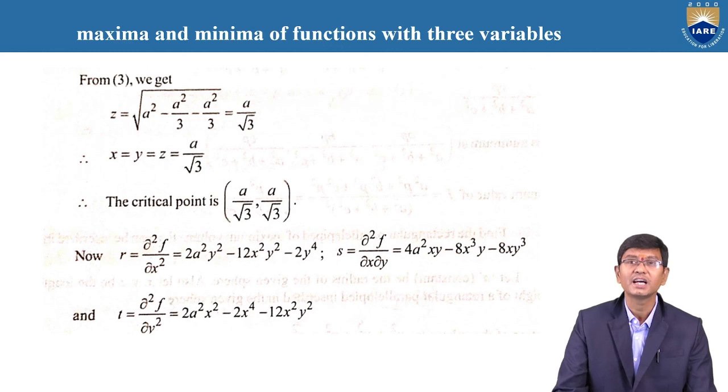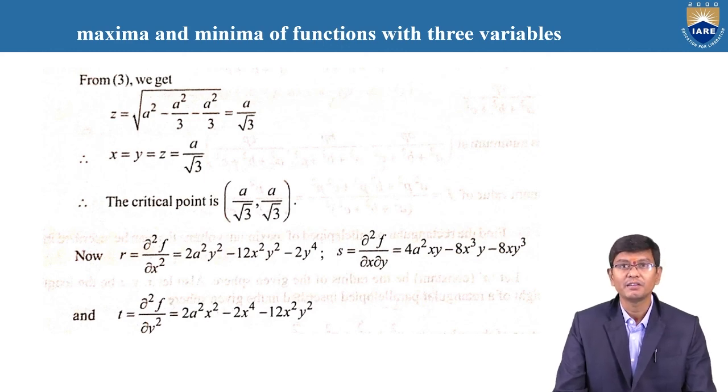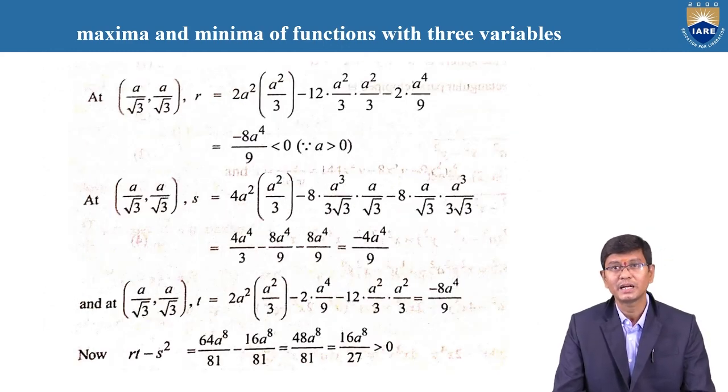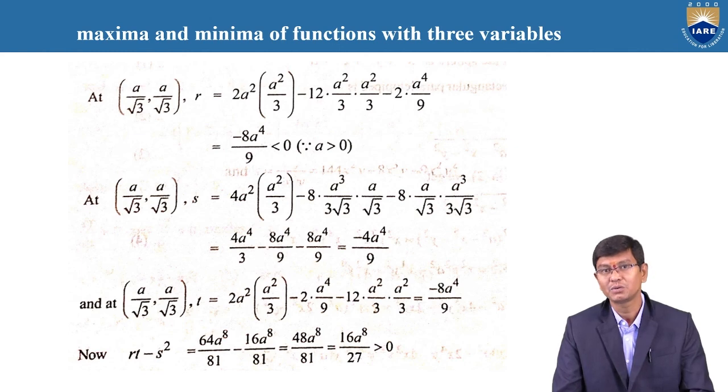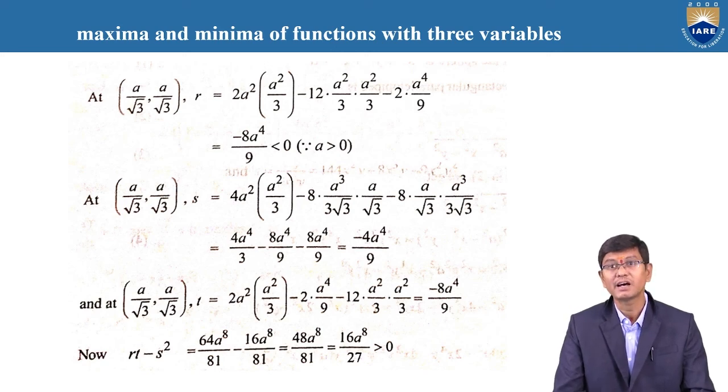By using r, s, t, when we replace in the stationary points, r is minus 8a power 4 by 9, which is always less than 0, provided a is greater than 0. And similarly, s at the point a by root 3, a by root 3 is equal to minus 4a power 4 by 9. And similarly, t is equal to minus 8a power 4 by 9 only.